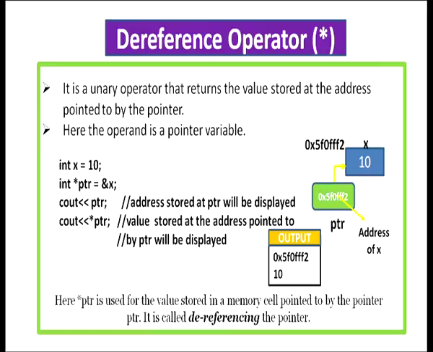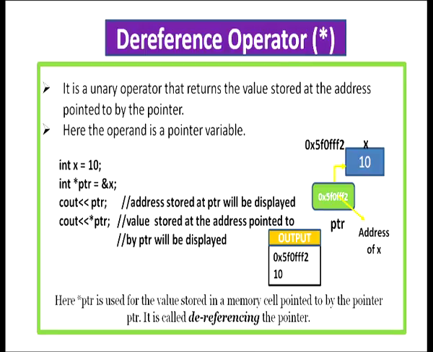So, when we say int *ptr = &x, here we are declaring ptr as a pointer variable which can hold an address of an integer type variable, and here we are storing the address of integer x. You can see here that memory is allocated to ptr and ptr is holding the address of x. So, it is also pointing to x.